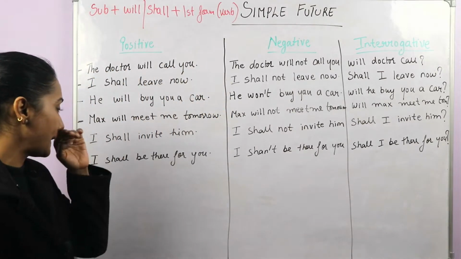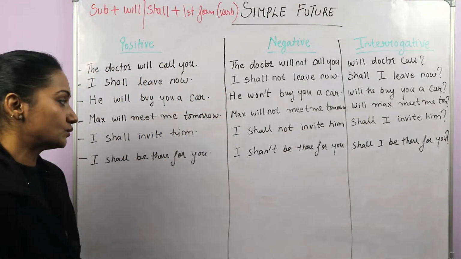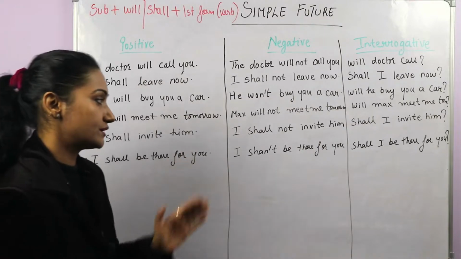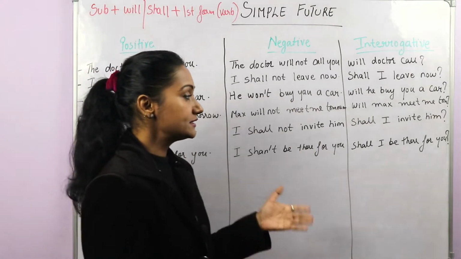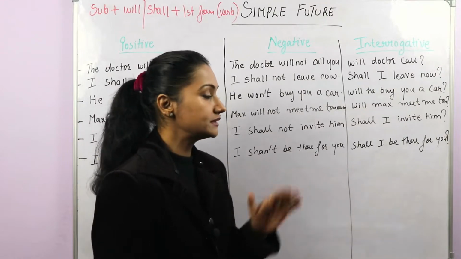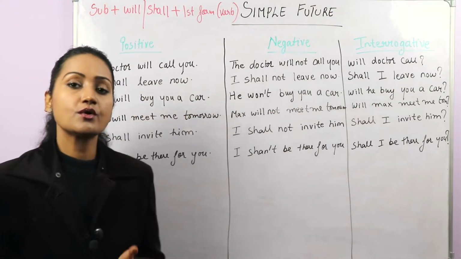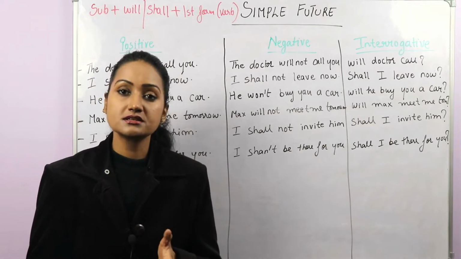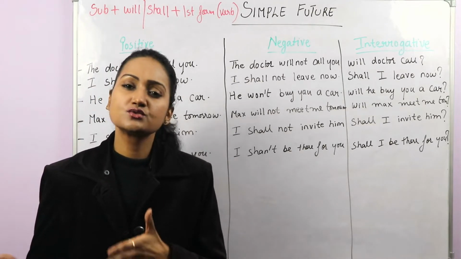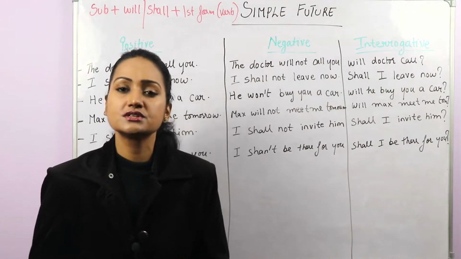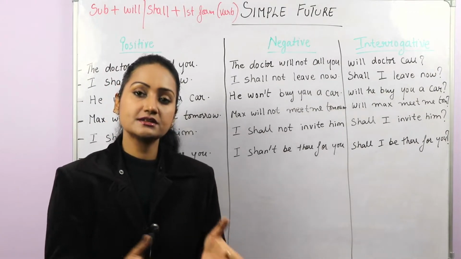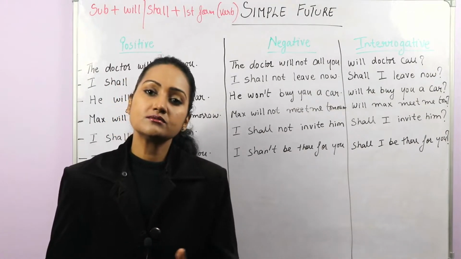Now next is: I shall be there for you. I shan't be there for you. Shall I be there for you? Shall I not be there for you? Shan't I be there for you? So the contracted form of shall not is shan't, but I would say do not use it because we do not use it generally. Okay, so it's better that you use shall not to make a negative sentence.